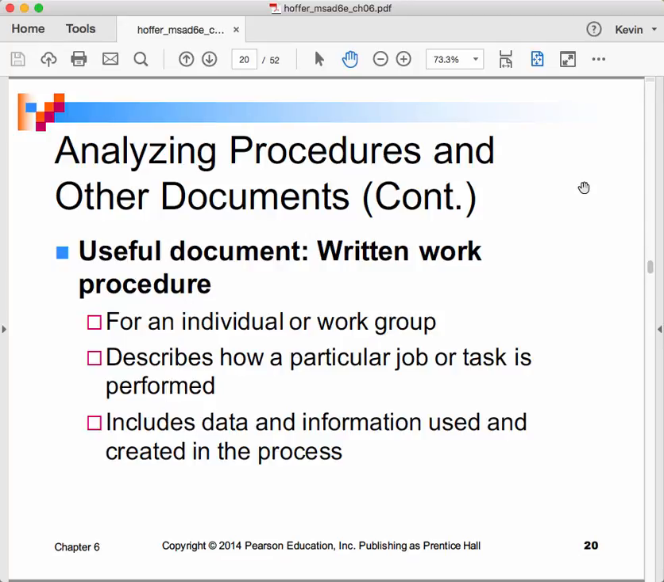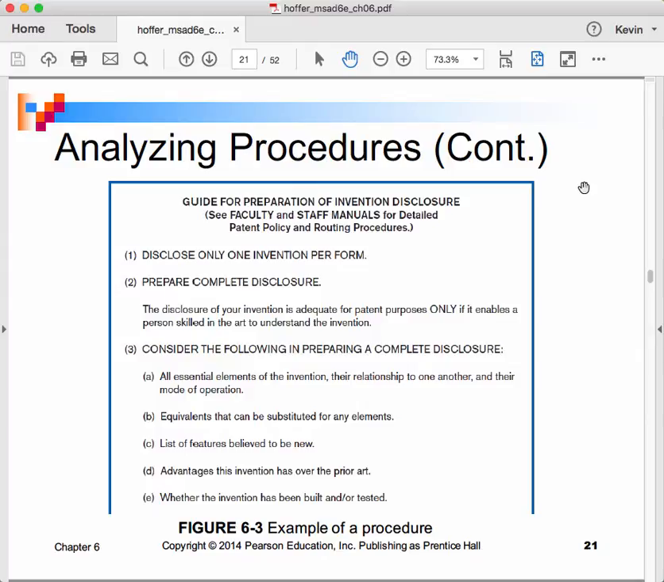So a potential document is you could have a written work procedure for an individual or work group. It describes how a particular job or task is performed. It includes the data and information used and created in the process. So if this is up to date and used and valued, well, this could be a pretty important document for you. And here's an example of a procedure document. I'll leave that for you to read on your own.